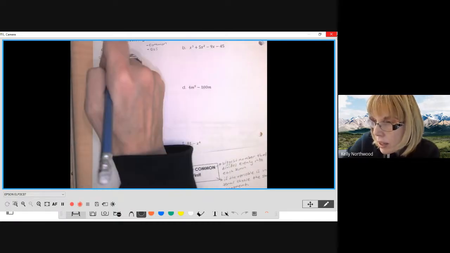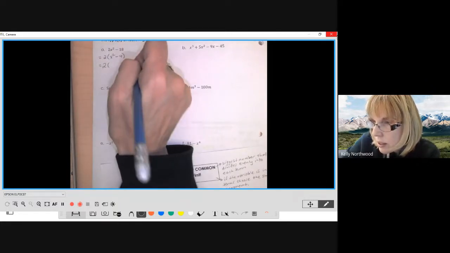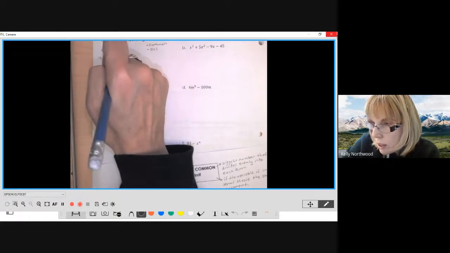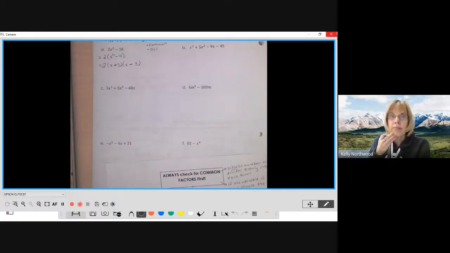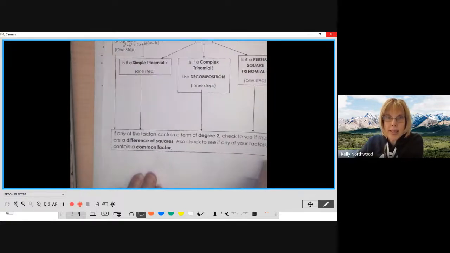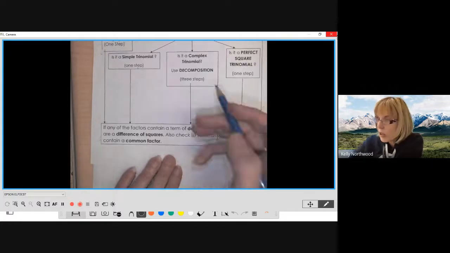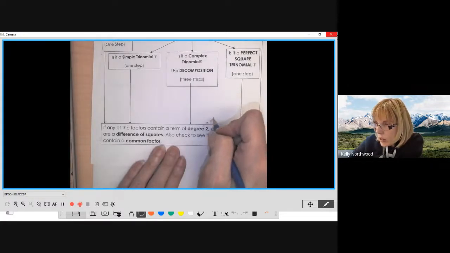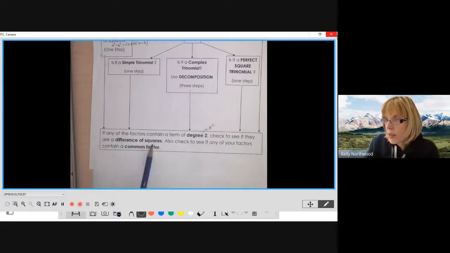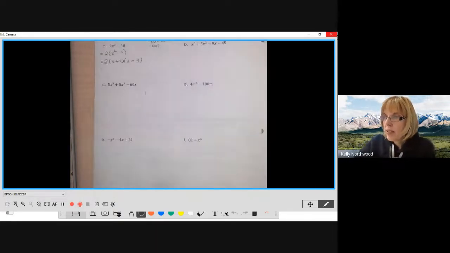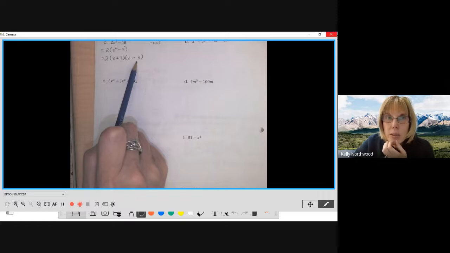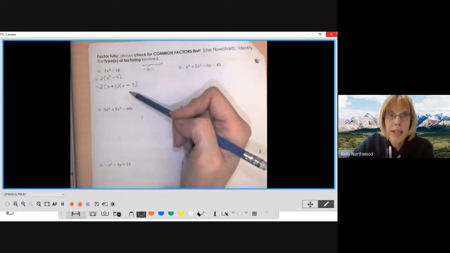So I leave the 2 out front, and then I'm going to factor this difference of squares. Square root of x squared is x. Square root of 9 is 3. Plus in one, minus in the other. Okay, and then if I follow my flow chart, it goes all the way down to this bottom box where it says if any of the factors contain a term of degree 2, which basically means an x squared term, check to see if there are any more differences of squares. Okay, none of my factors do: 2 is a factor, x plus 3 is a factor, and x minus 3 is a factor. None of them contain x squared, so I'm done factoring. So I had 2 types, and it's fully factored.